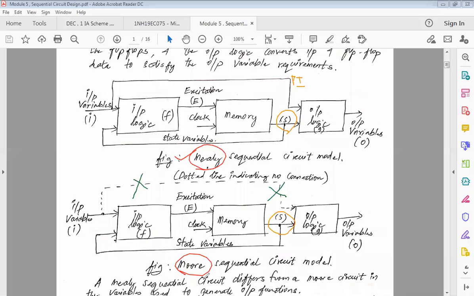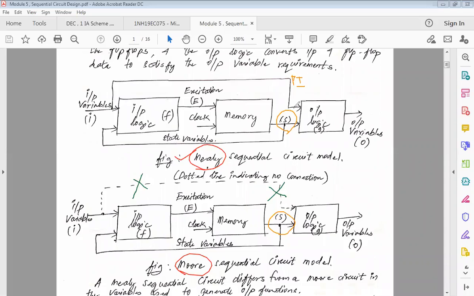Just give me a moment. I will show you the differences between Mealy and Moore, so that you can understand how these are impacting the utilizations. Probably not now, maybe in the next lecture, I will be displaying the differences between Mealy and Moore.